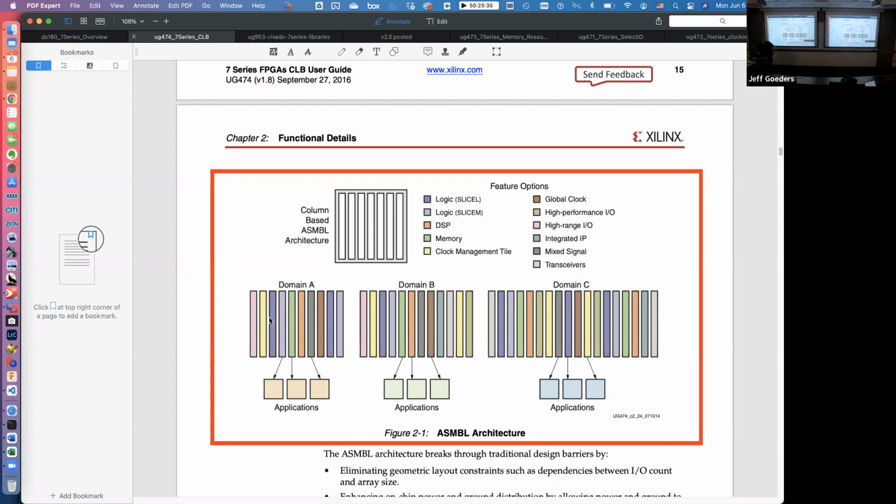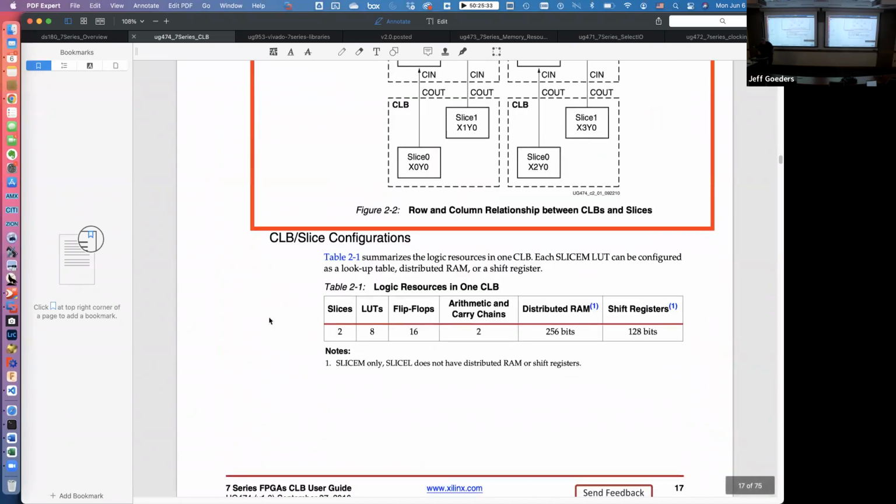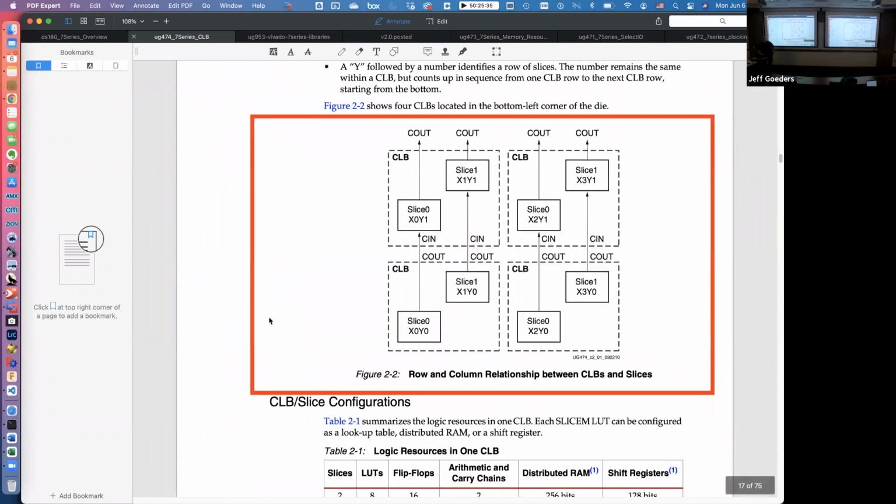Okay, we're gonna focus on what are called CLBs, configurable logic blocks, okay? And so what they're showing here is that in a given column, you will have multiple CLBs. Inside of a CLB, you'll have two of what are called slices. And all the stuff you care about, the LUTs, the flip-flops, they're inside the slices.